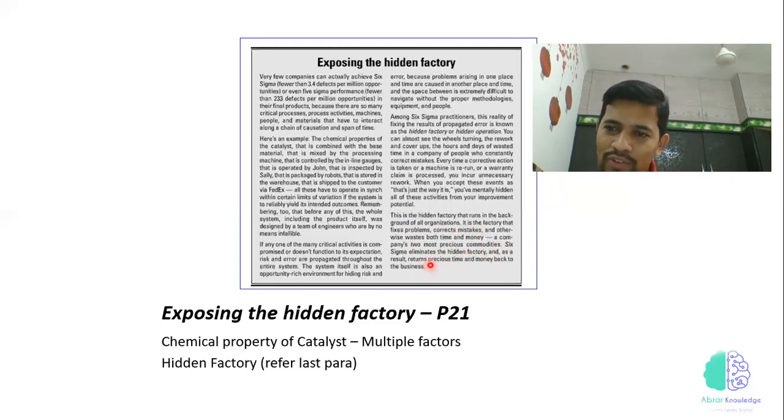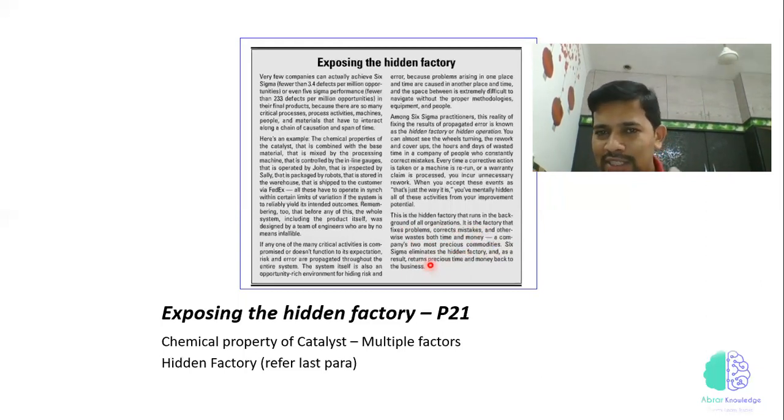So one thing we can take from this is that this is all a data-driven approach, right? So we can collect every section. You can collect, for example, how many rejections were made by robots, by John, by Sally, by FedEx. Every detail you can collect, and then you can analyze where we can eliminate or control the variations. So all these hidden mistakes come out. Six Sigma eliminates the hidden factory, and as a result turns the precious time and money back to the business.